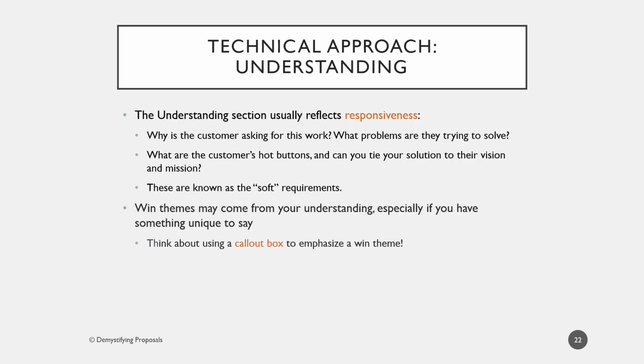So the understanding section usually reflects responsiveness. This means, why is the customer asking for this work? What problems are they trying to solve? And what are the customer's hot buttons? And how can you tie your solution to their vision and their mission? These are what we call soft requirements. Win themes may come from your understanding, especially if you have something unique to say. And think about a call-out box to emphasize a win theme.